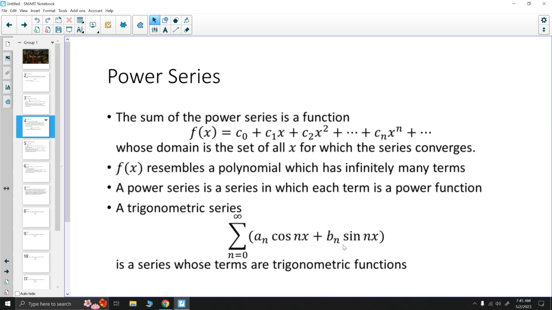We're not going to really talk about them, but there are series whose terms are trig functions, obviously. Not to be confused with what I just got done showing you, the power series that describes what sine of x is. But considering we can describe sine of x as a power series, it's no surprise that we can also write trig series as well.